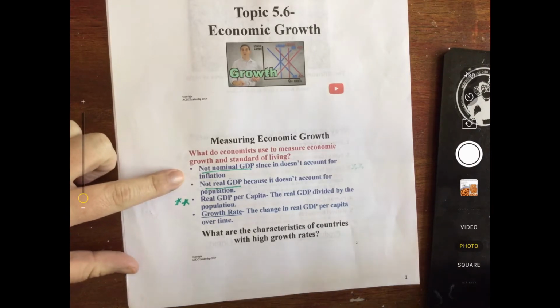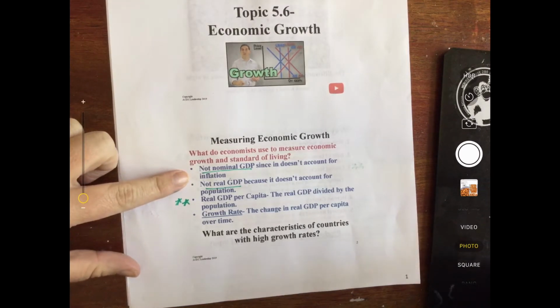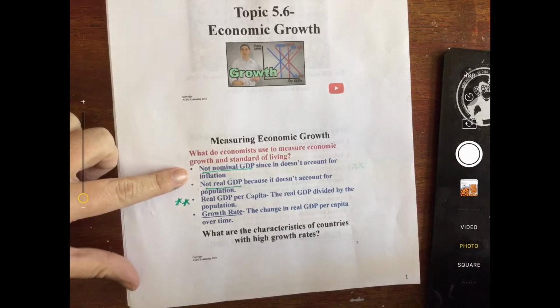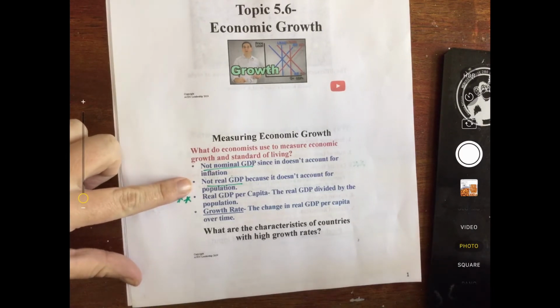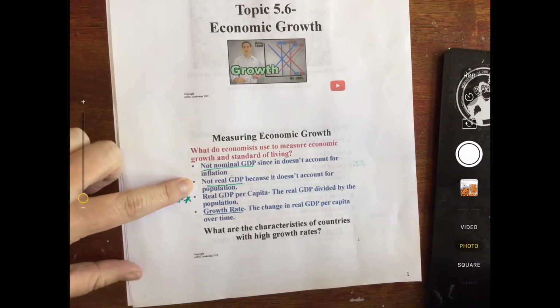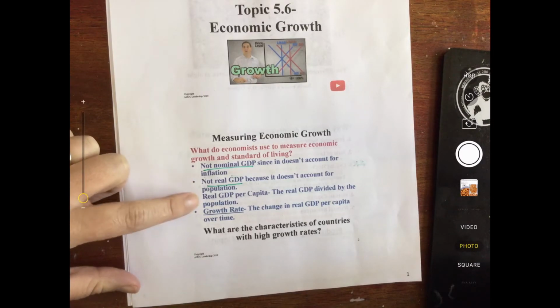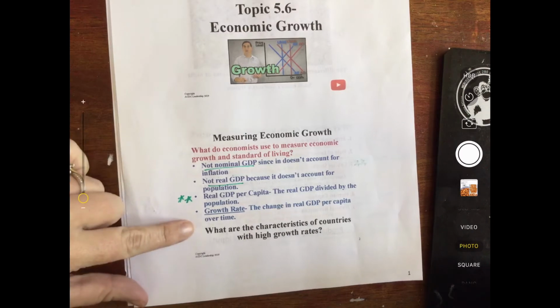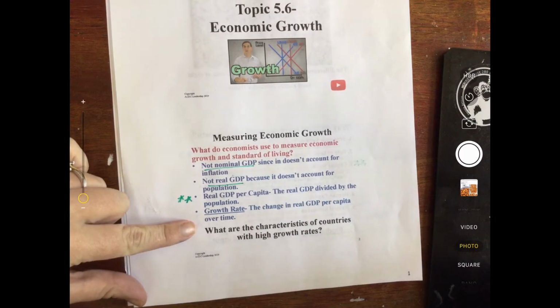Well, they're not going to want to use nominal GDP because nominal GDP does not account for inflation. And we're actually not going to use real GDP either because it doesn't account for the size of the country in population. So what we really want to use is real GDP per capita because this does account for the country's population. This is simply the real GDP divided by the population. And the growth rate then is the change in real GDP per capita over time.